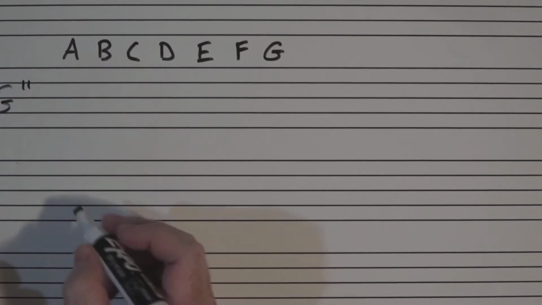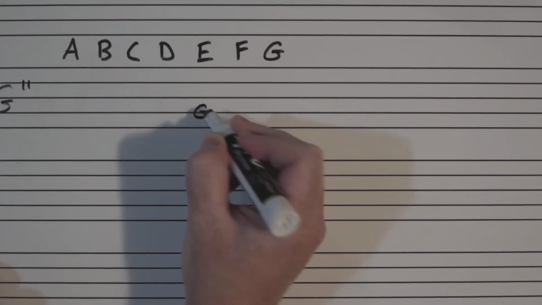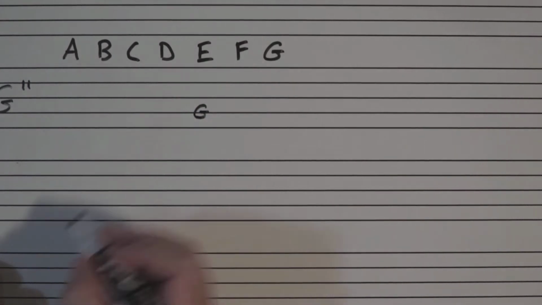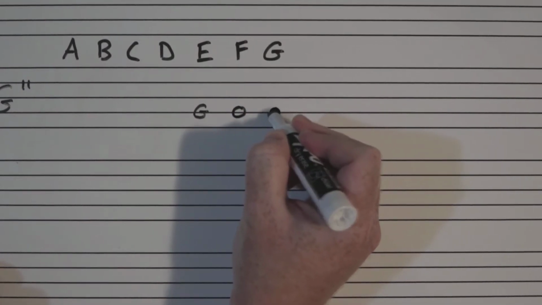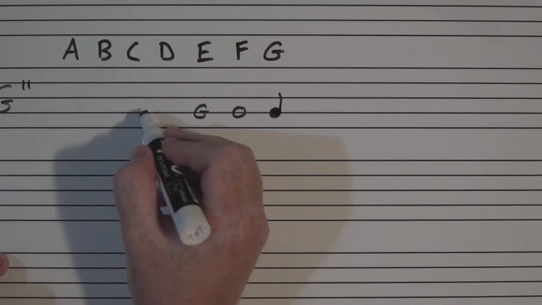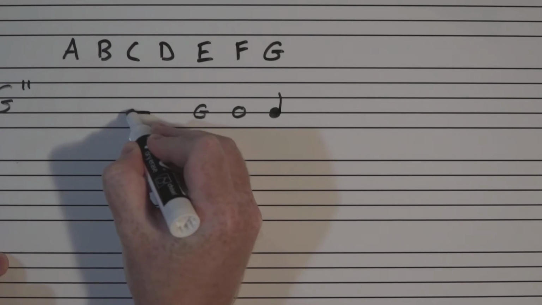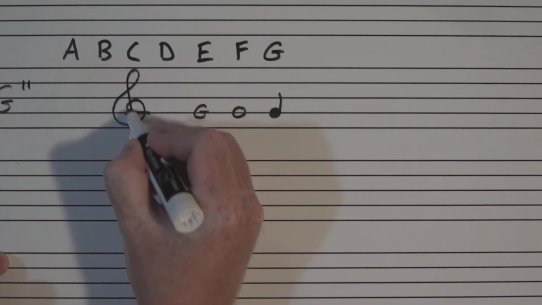And how the G clef was created is we decided that this line was going to be G, and so every note that appeared on that line were all going to be G's. And so the treble clef looks perhaps a little like a G, with moving up and down and up and down.